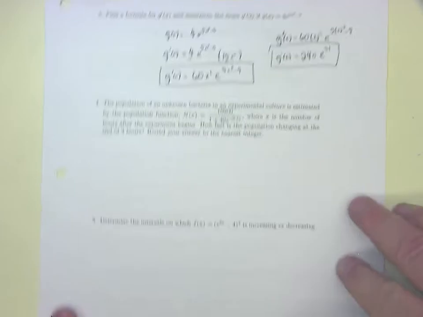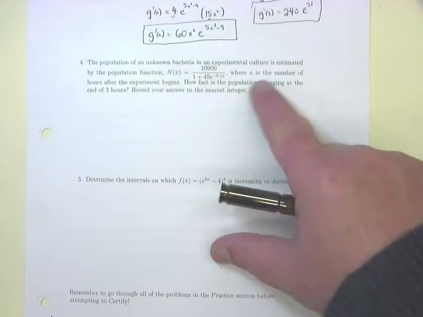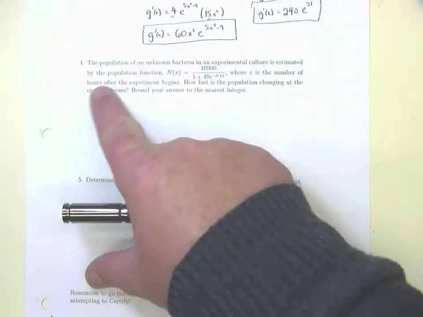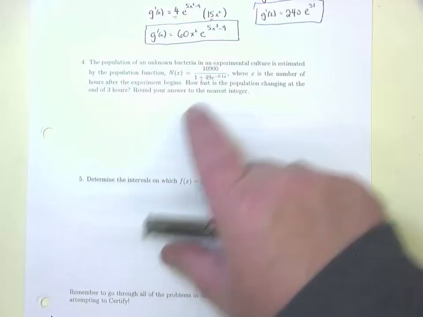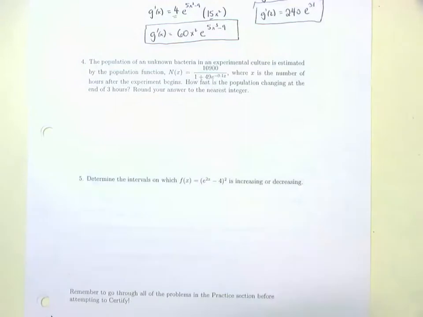The population of an unknown bacteria in an experimental culture is estimated by the population function N of t equals 10,900 divided by 1 plus 49e to the negative 0.1x, where x is the number of hours after the experiment begins. How fast is the population changing at the end of 3 hours? Round your answer off to the nearest integer.